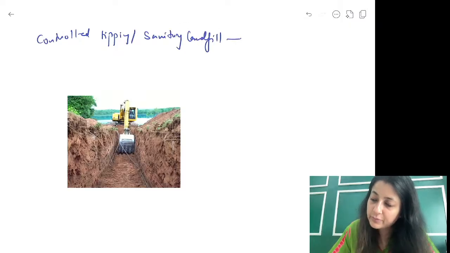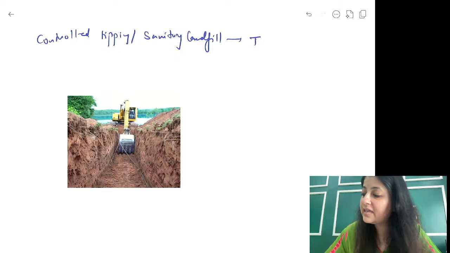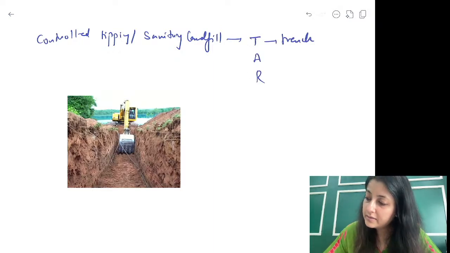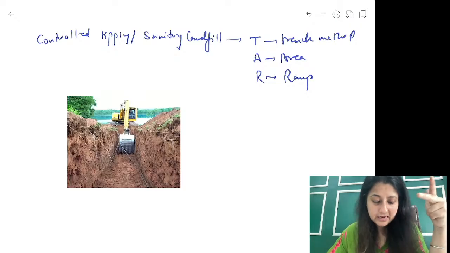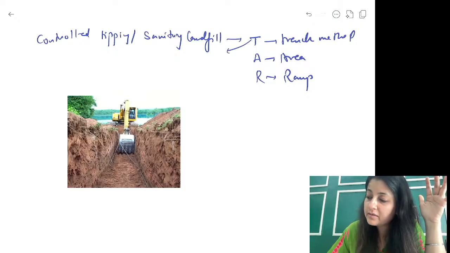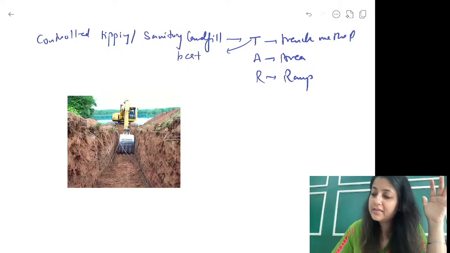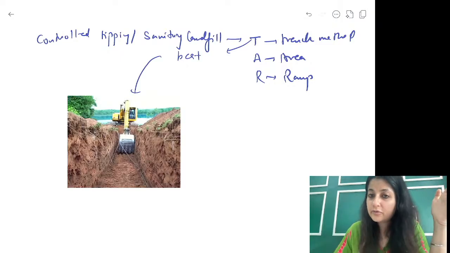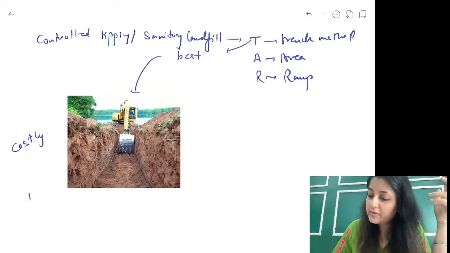This is achieved by 3 methods, guys. TAR. T is the trench method that we use in the army also, A is area method, and R is ramp method. TAR: trench, area, ramp. Now remember one thing, the trench method is the best method. It's the best method, but it is costly.